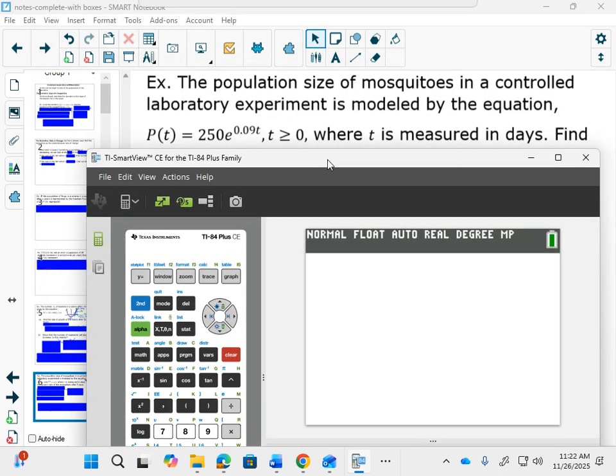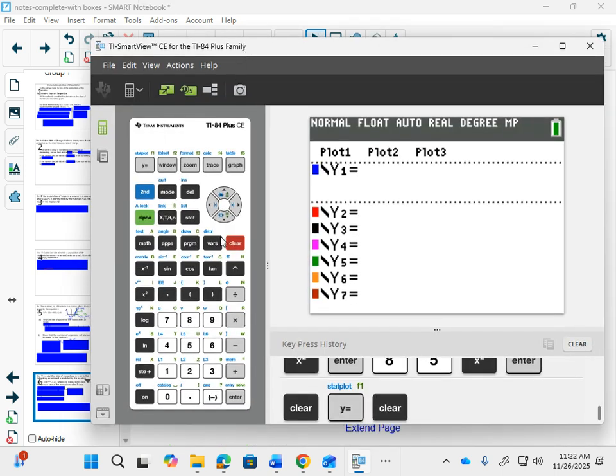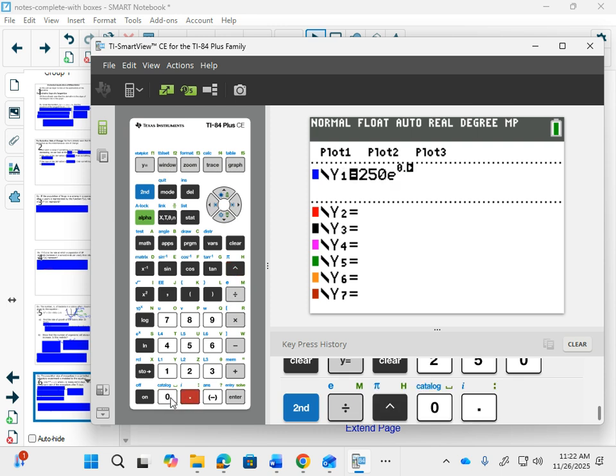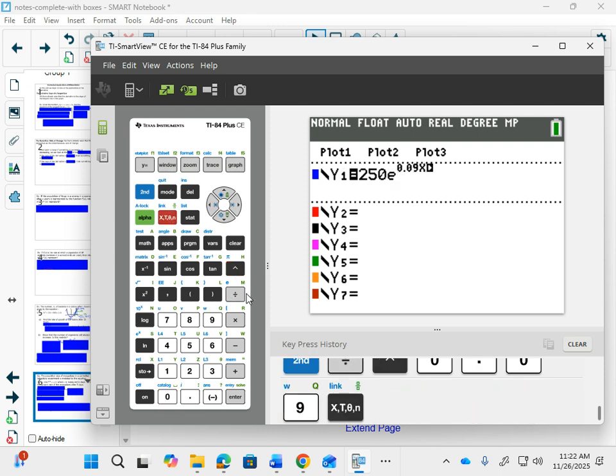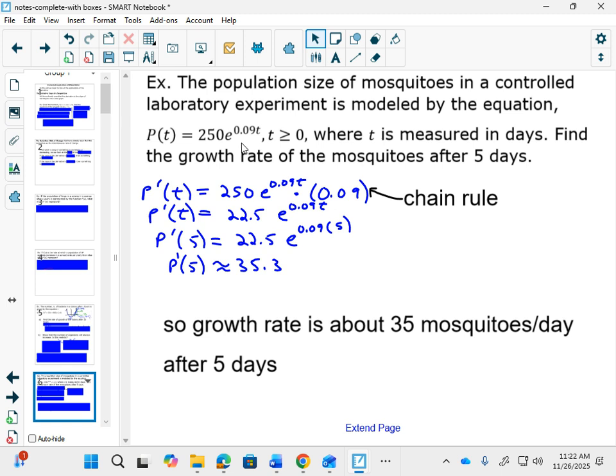And first thing I'm going to do is, I have an equation, I can throw that into y1. So I'm going to go to my y1 and I'm going to type 250 e to the exponent 0.09. I don't have a t, so I use x. And I mean, I could graph this. It's exponential, makes sense that it's increasing like this. Okay? Now, it asked for the growth rate. The growth rate is a rate of change, which is a derivative. So anytime something's asking for a rate, it's asking for a derivative.